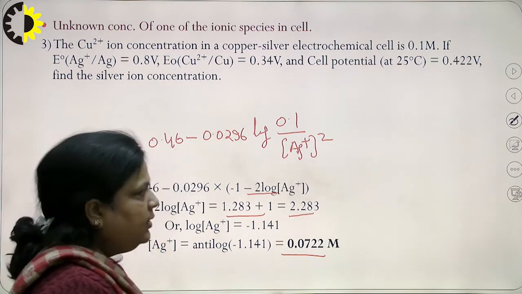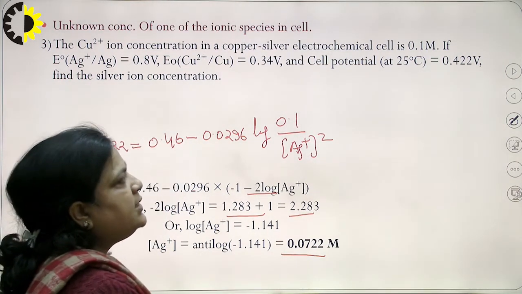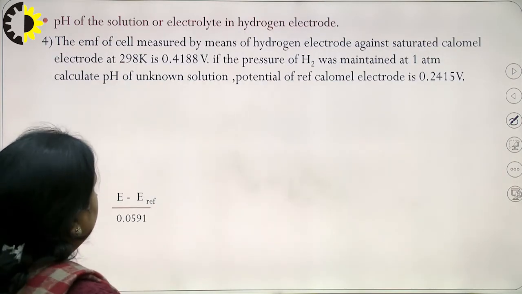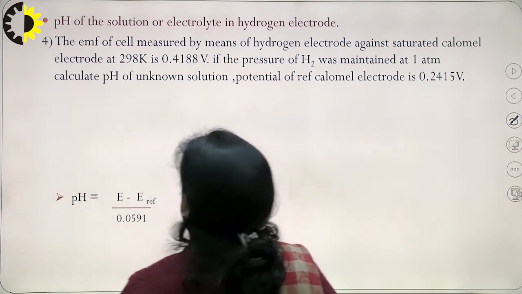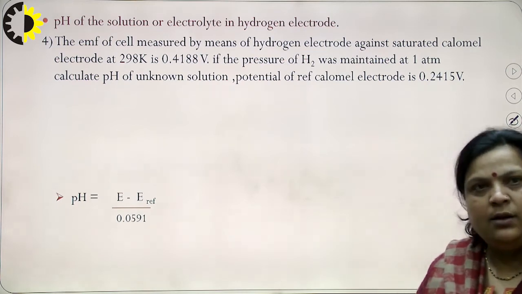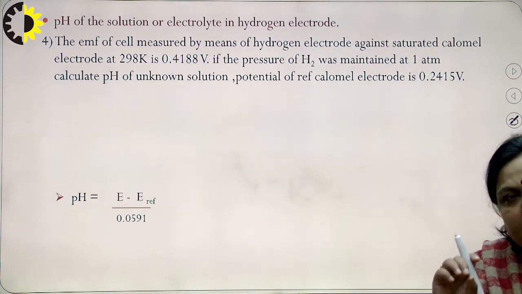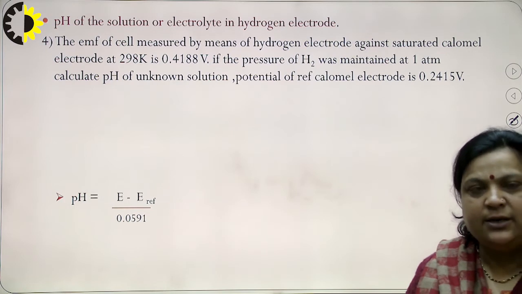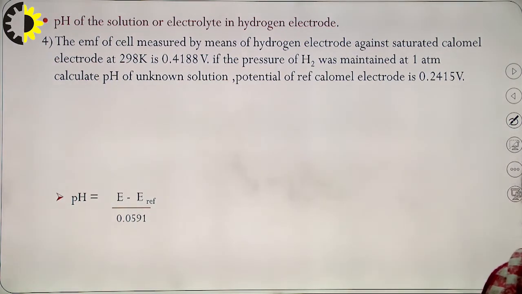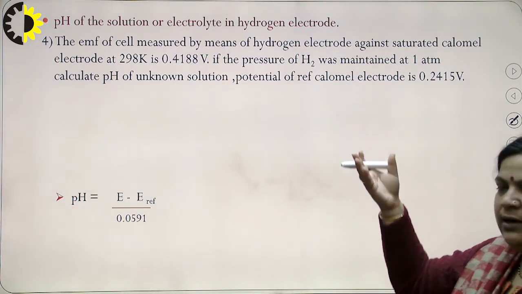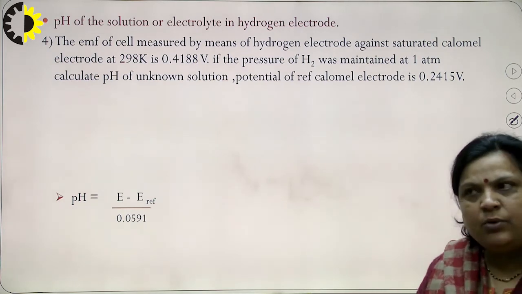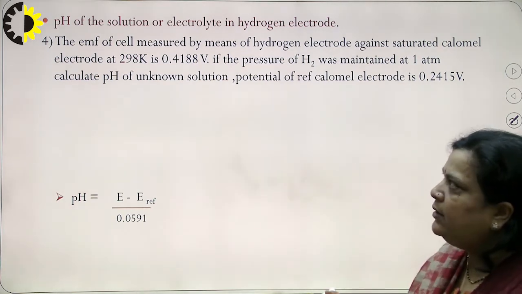So, we can find the unknown concentration or concentration of ionic species. Now, another application is to find the pH of the solution or electrolyte in a hydrogen electrode. In a hydrogen electrode, when we pass H2 gas at atmospheric pressure, generally at standard condition, we can find the pH of the solution taken, and we know that pH is equal to minus log H plus. So, we can easily find it.